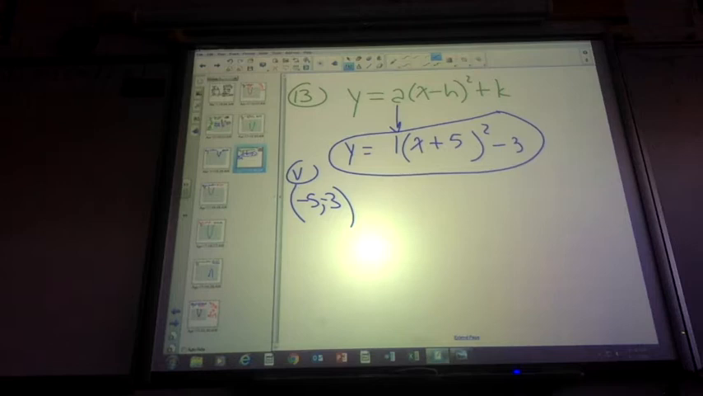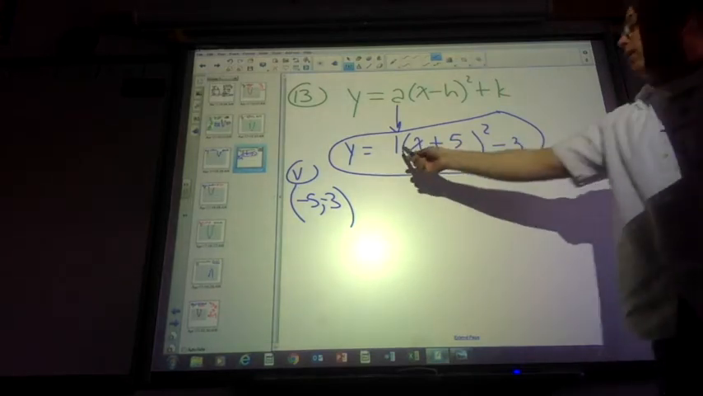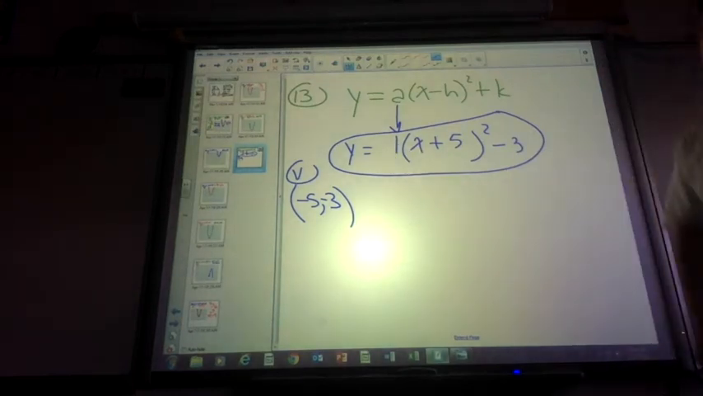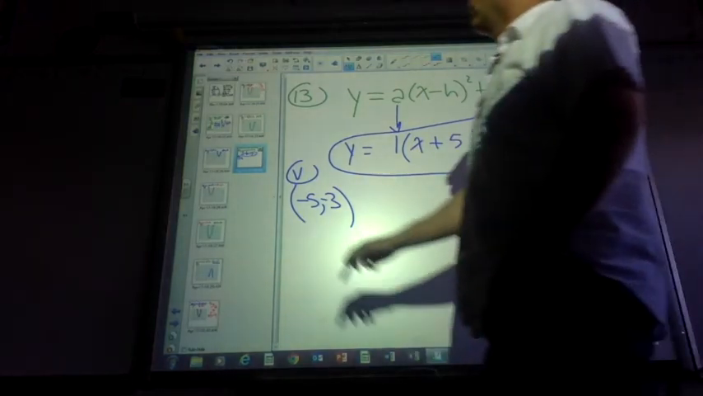So you have to put y equals 1. Do I really need this one here? No. But if this is a different number, yeah. So I think the next one's going to be a different number. Okay. Can I move forward? Yeah. All right. Number 14.